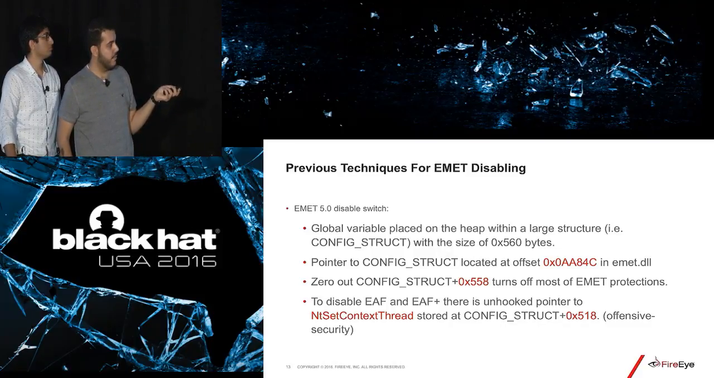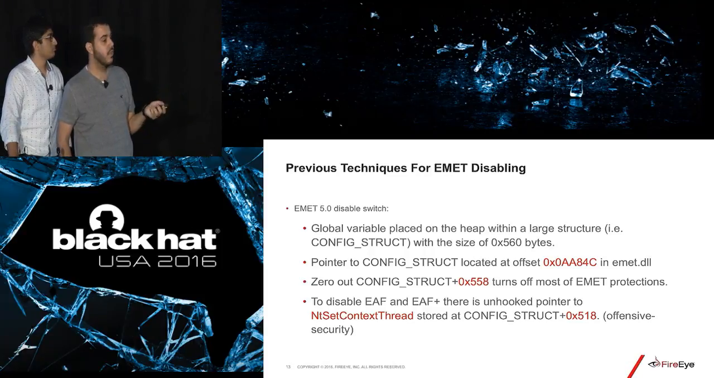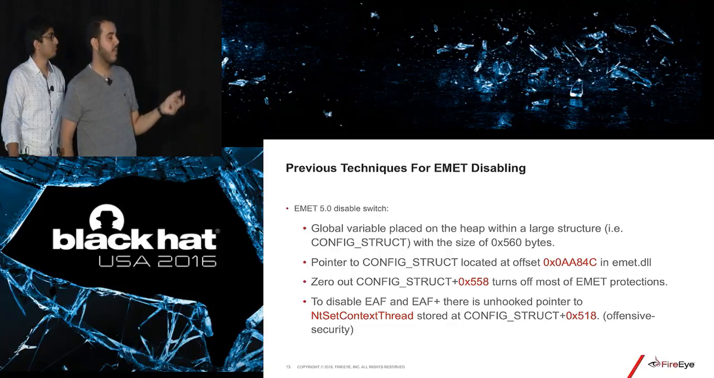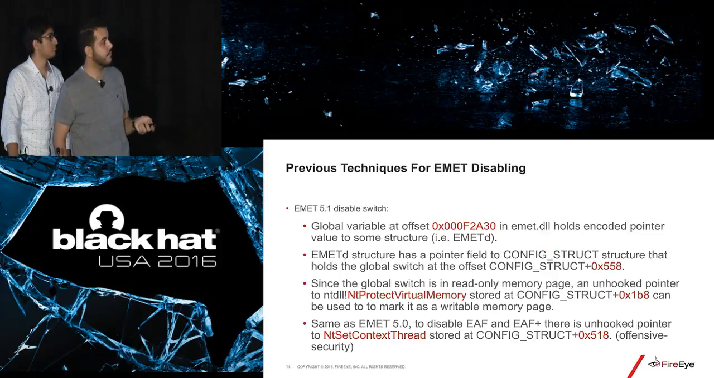To disable the EAF, they found there is an unhooked pointer, undetoured let's say, to NtSetContextThread, which should be used to assign the zeroed-out context structure to the current thread and thereby disable the EAF.